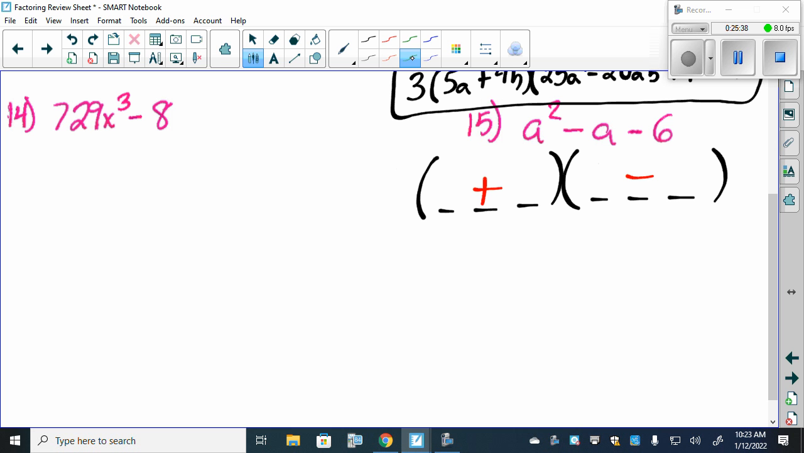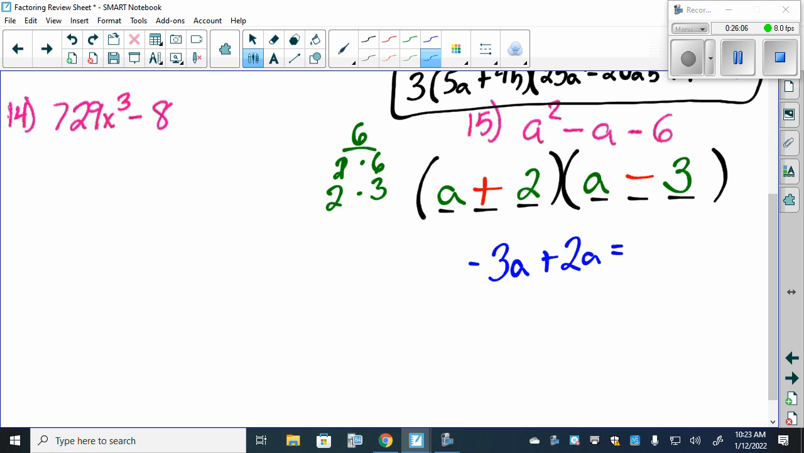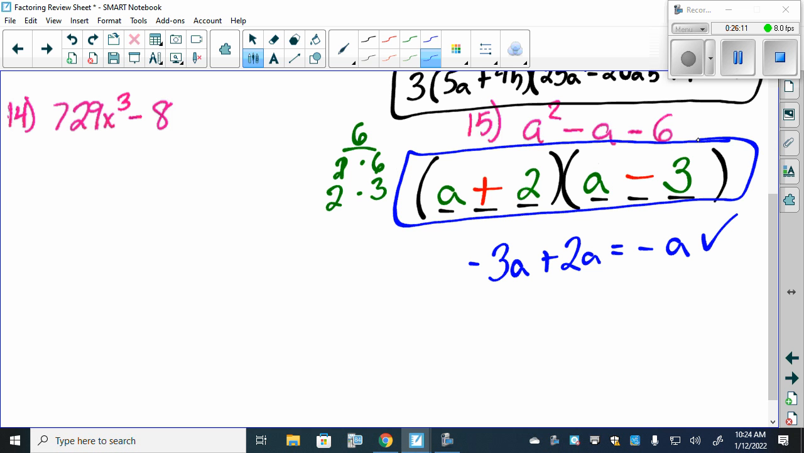What are the factors of a squared? And 2 and 3 and 1 and 6 are the factors of 6. Which one do we want to use? Which one goes where? 2 and 3. And if we check it, we would have negative 3a plus 2a is negative a, and that would be at there. Questions on this here?